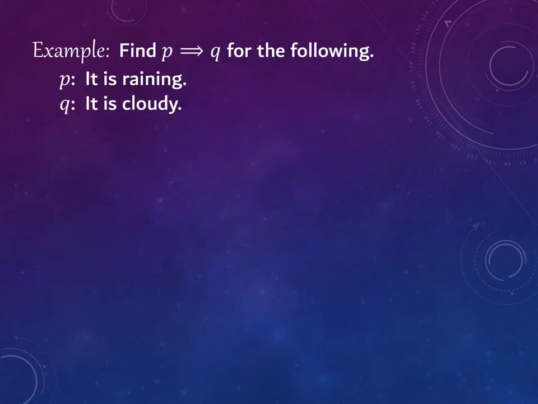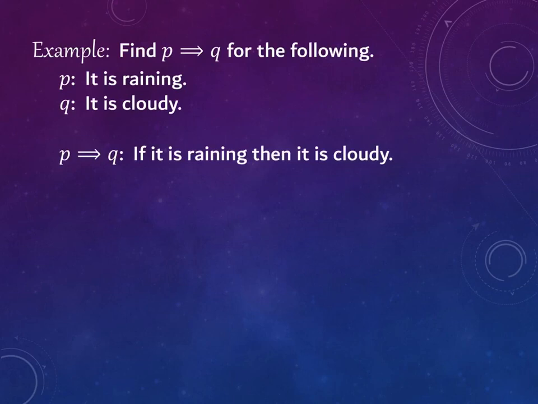So we're going to find the implication P implies Q for the following. P is it is raining, and Q is it is cloudy. So if I use the statements it is raining and it is cloudy, what would the English statement look like if I wrote out the if-then or implication statement? What's a possibility? If it is raining, then it is cloudy. Good deal. If it is raining, then it is cloudy.